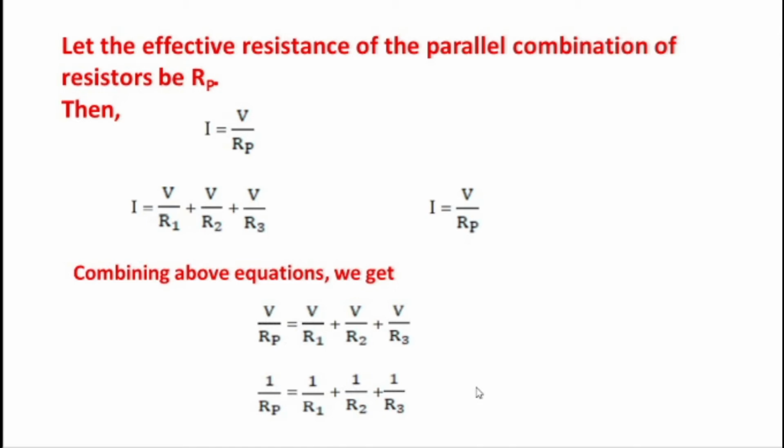So this is a very important equation. When resistors are connected in parallel, we calculate the effective resistance Rp. What is the formula? 1 by Rp equals 1 by R1 plus 1 by R2 plus 1 by R3. Here R1 is the resistance value of the first resistor, R2 is the resistance value of the second resistor, and R3 is the resistance value of the third resistor.